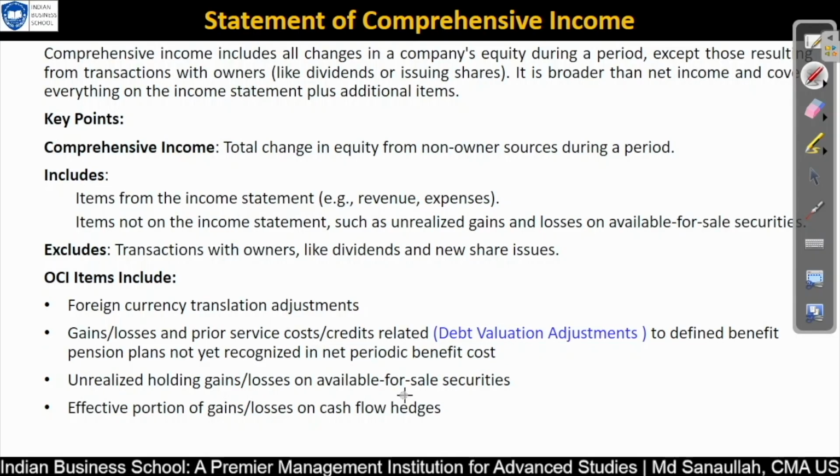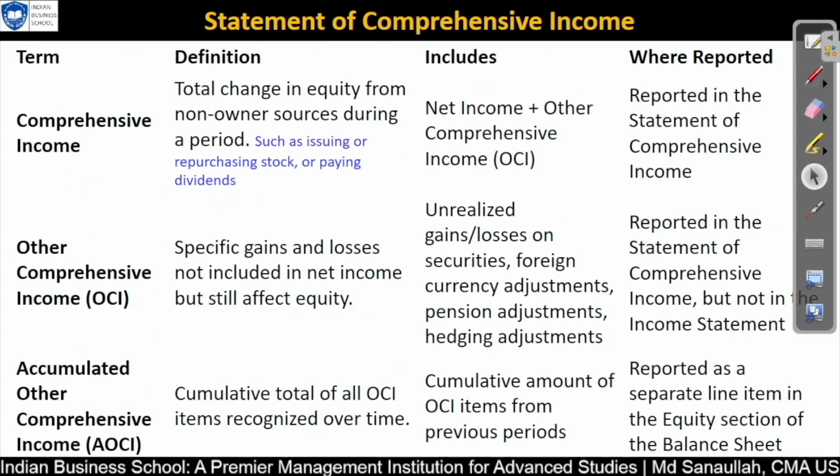Unrealized holding gain and loss on AFS, as discussed. Effective portion of gain or loss on cash flow hedges: if you have any cash flow hedging and you are getting any gain or loss, you cannot mention those in your income statement. That is why we need to update them in other comprehensive income. These are things you can read out; I have just tried it so that you can get better clarification. I think I have explained everything with regard to comprehensive income.